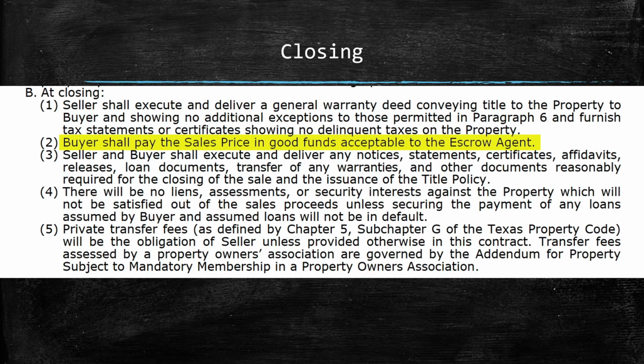So more on our closing deliveries. Here we are at 9B2. Buyer shall pay the sales price in good funds acceptable to the escrow agent. Notice here that it is the escrow agent who gets to dictate the type of payment and the manner of payment that is going to be made. If you have a buyer who thinks that they are going to show up to the closing with a suitcase full of cash, it's probably not going to work because in all likelihood, the escrow agent will not accept that as payment for the real estate.